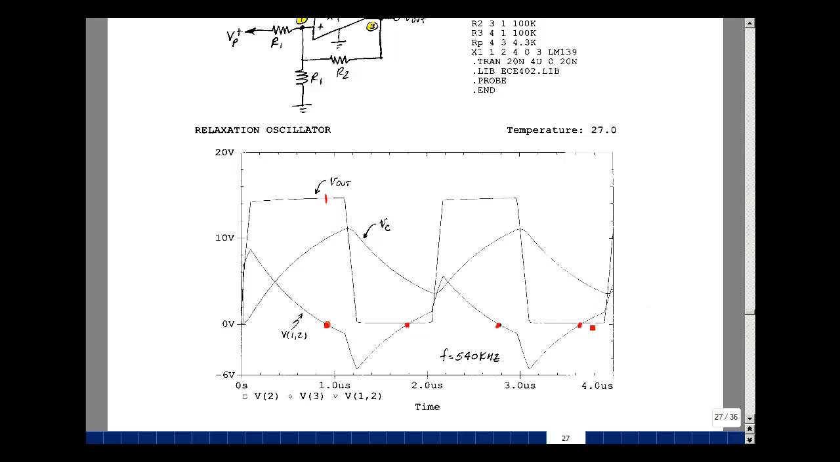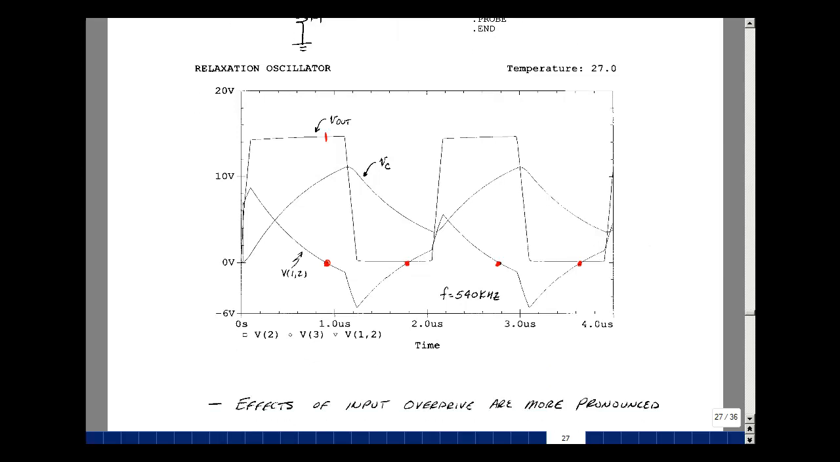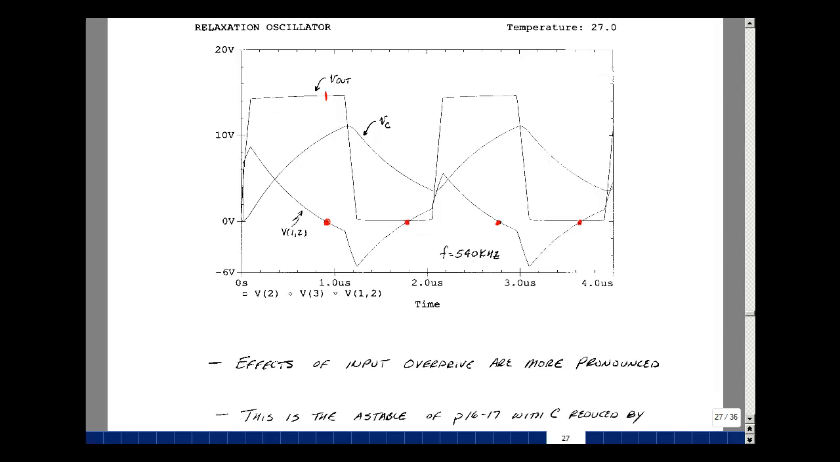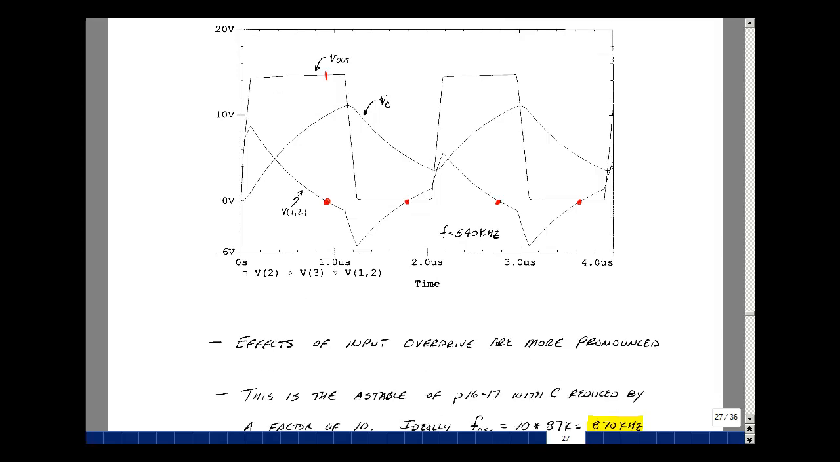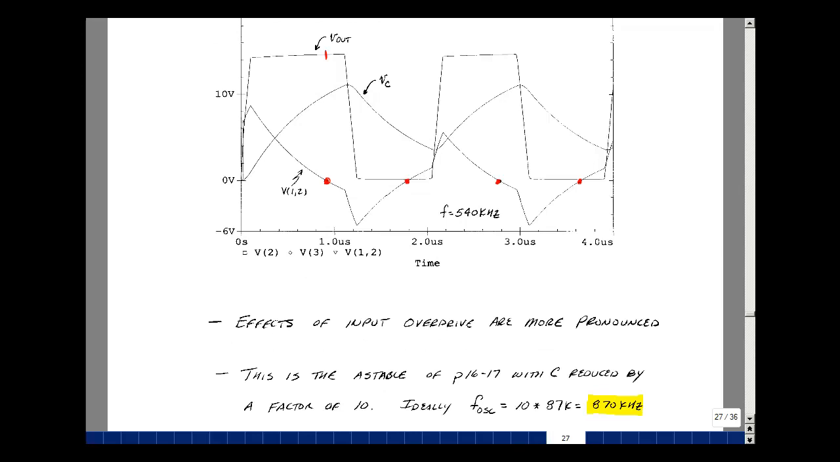And so that modeling that we have with the input overdrive and the rise and fall times and response times are showing that we're going to get an oscillation around 540 kilohertz, and that is quite different than what we'd expect from our previous calculation or simulation, where by changing the capacitor, we expect the frequency to be 10 times faster. But because of the non-ideal effects of the comparator, it slows down.